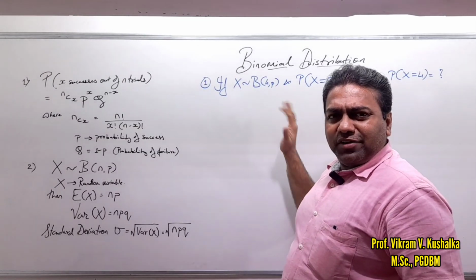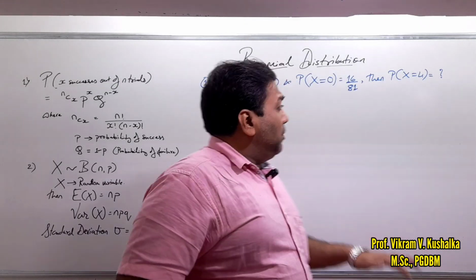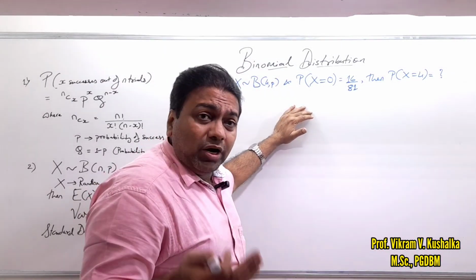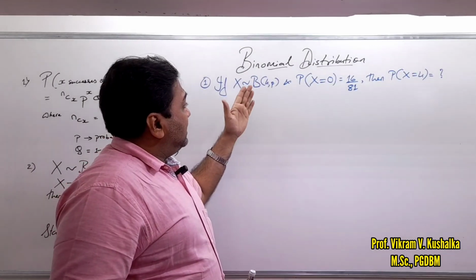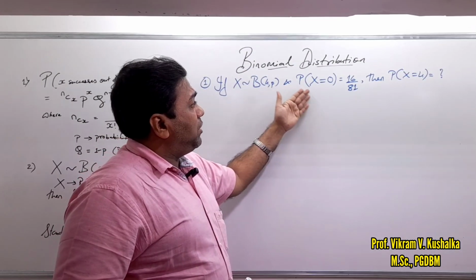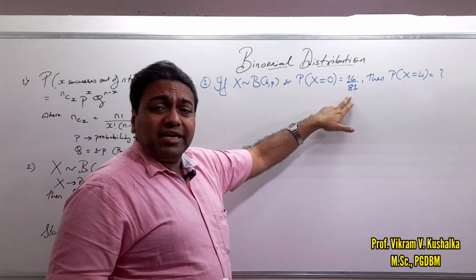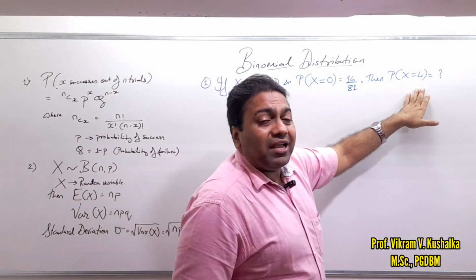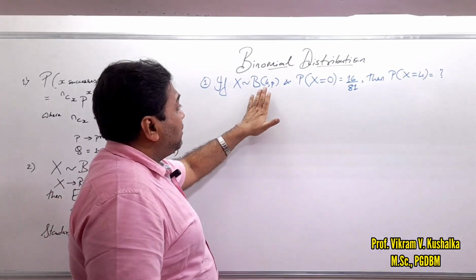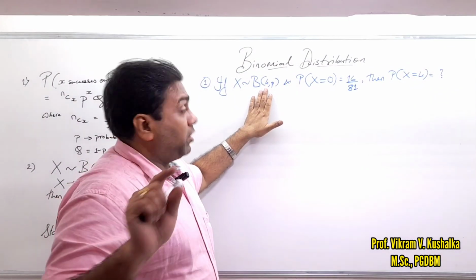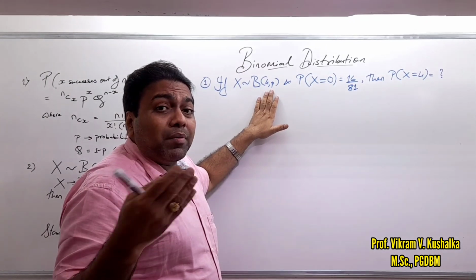Very simple question I've taken to start with, kind of MCQ, but children get confused a lot. Let's look at the question. The question states: if x is B(4, P) and P of x equals 0 is 16 by 81, then P of x equals 4 is how much? So basically what are you supposed to find out? They have given us that the number of trials is 4. And P is the probability of success.